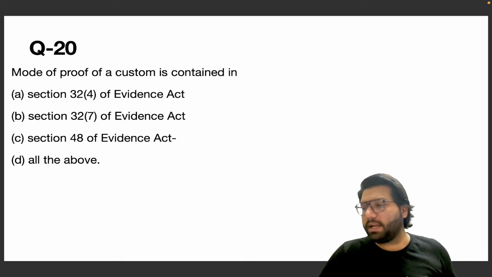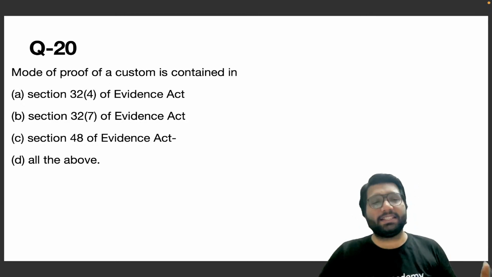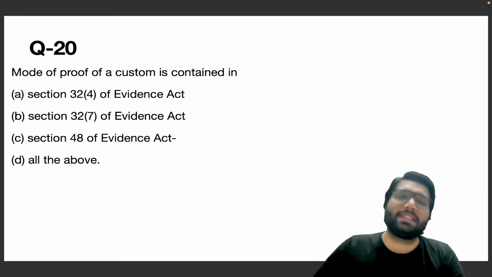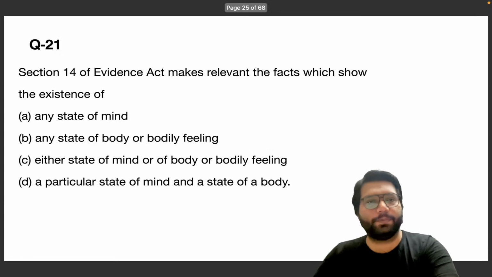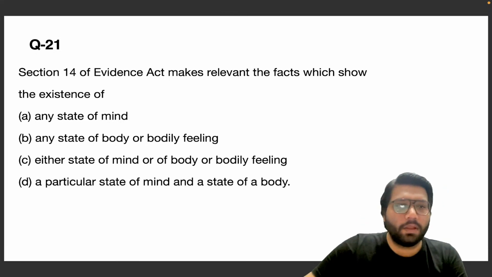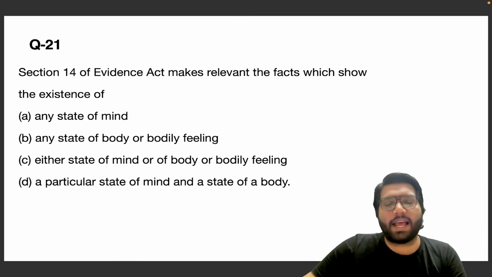First one to answer correctly of question number 20 is Sapna, followed by Amit and Mosmi. Yes, students, D is the correct answer. All these sections deal with the concept of custom. Section 14 of Evidence Act makes relevant the facts which show the existence of.